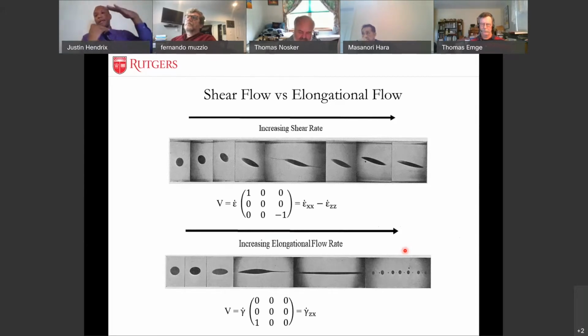Now you have two plates, and one plate goes one direction, another plate goes another direction, creating shear flow. It deforms up to a particular limit. And here that maximum deformation is about 40, should be 45 degrees, but I think it looks about 30.